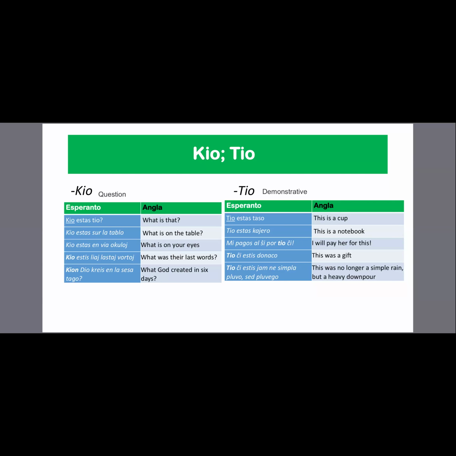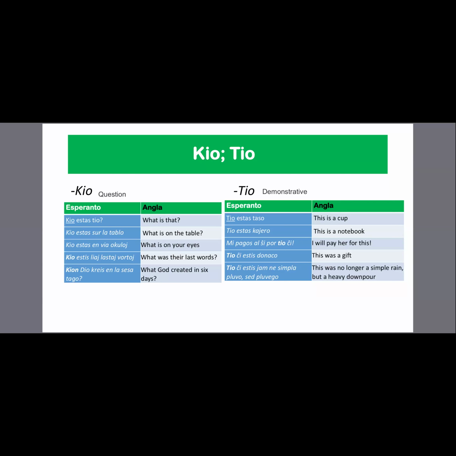To chi estis donatio. This was a gift. You can see that it's something you are holding, or maybe you are showing something that is closer. To chi estis donatio. This was a gift. You can see chi. If I repeat, chi is something which is closer to you.